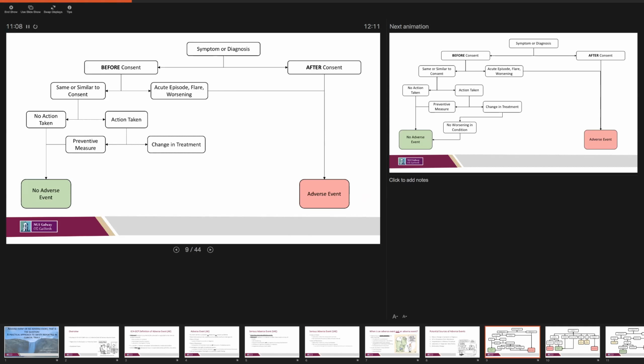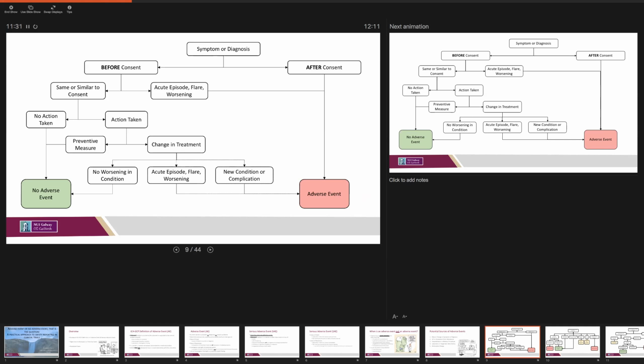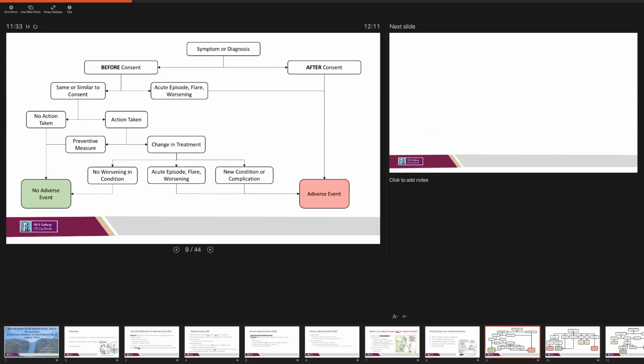But if the action means that there's a significant change in treatment, that raises the likelihood that this could be an adverse event. If the change of treatment was purely a preventive measure or an adjustment of a medication, but there was no worsening, you can make a reasonable argument that that's not an adverse event. But if the treatment occurred for either a change from an acute episode, flare, worsening, a new condition, or complication, that's almost always an adverse event.